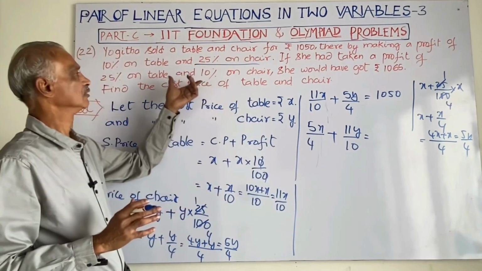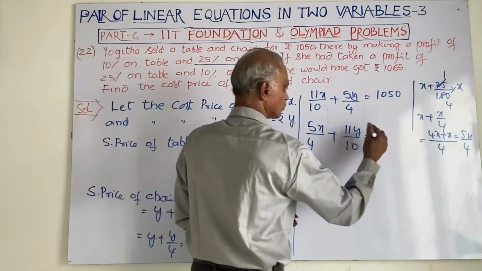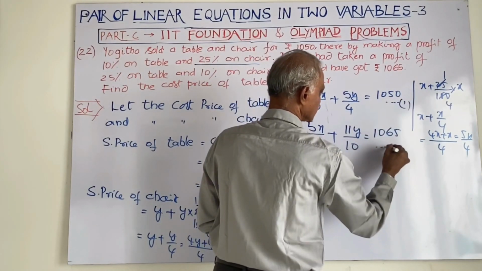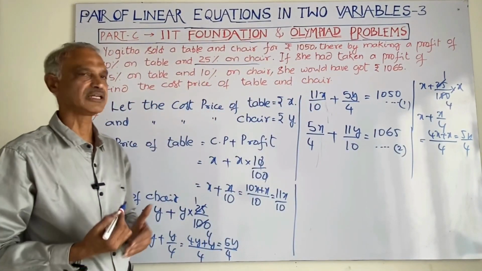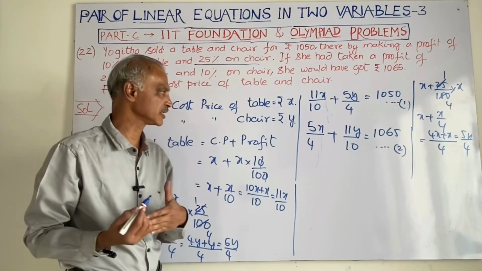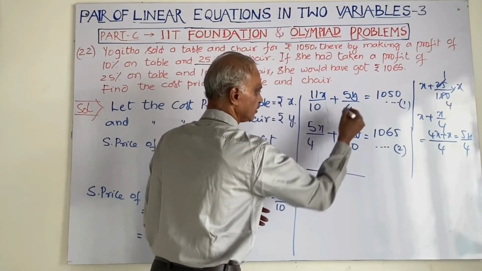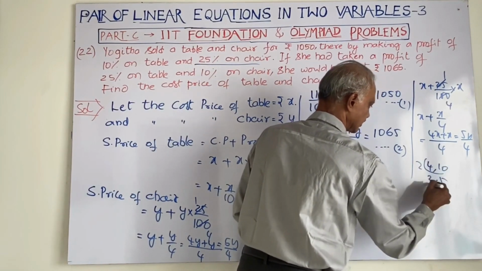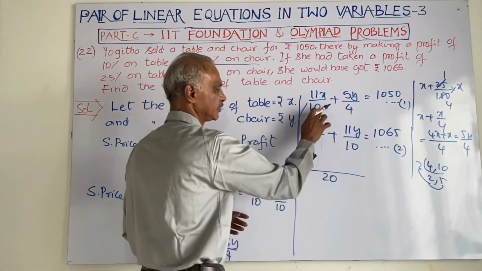What is the total? She got 1050. She would have got 1065. Total selling price 1065. This is equation 1 and this is equation 2. We have to solve these two equations so that we will get the values of x and y. That is the cost price of table and cost price of chair you will get. I will take LCM for this one. Say 10 and 4. What is the LCM for 4 and 10? 2 2s are 4, 2 5s are 10, 10 2s are 20. I am doing this one. 20 is the LCM. 10 how many times?